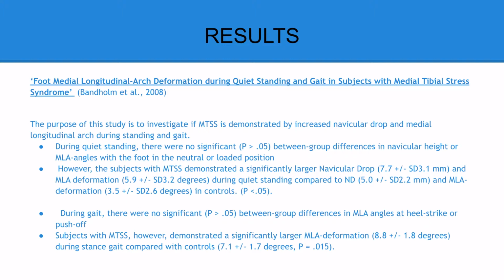During gait, there was no significant difference found between groups in MLA angle at heel strike or push-off. However, the subjects with MTSS demonstrated significantly larger MLA deformation during stance phase of gait compared with control, with a p-value of 0.015. The main findings of this study were that the included subjects with MTSS demonstrated increased MLA deformation and navicular drop during quiet standing and increased MLA deformation during gait compared to healthy subjects.